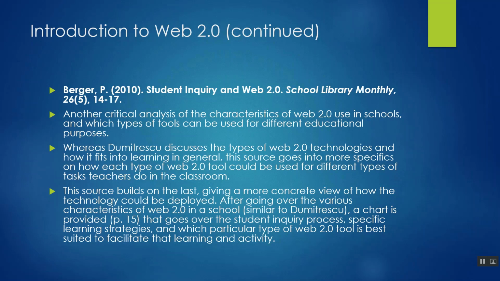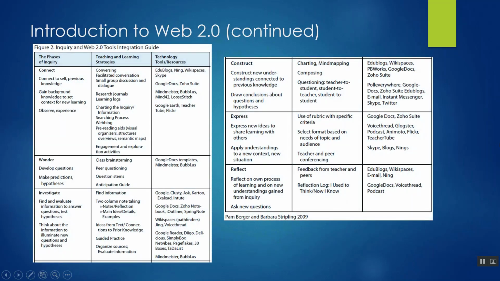After going over the various characteristics of Web 2.0 in the school, a chart is provided that goes over the student inquiry process, specific learning strategies, and which particular type of Web 2.0 tool is best suited to facilitate that learning and activity. Here is the chart, and this is the inquiry process. And here the author mentions the phases, and these are the teaching and learning strategies of this phase of the inquiry, and here are the specific tools that can help out with that stage.